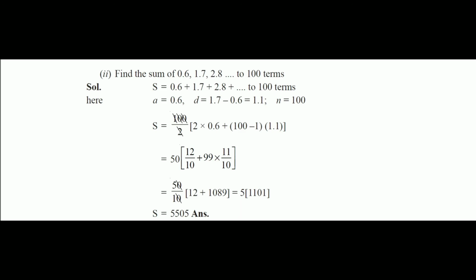10 5s are 50, 0 gets cancelled, and the answer is 5 multiplied by 1101, or the sum will be 5505. In this way we have added the 100 terms within seconds.